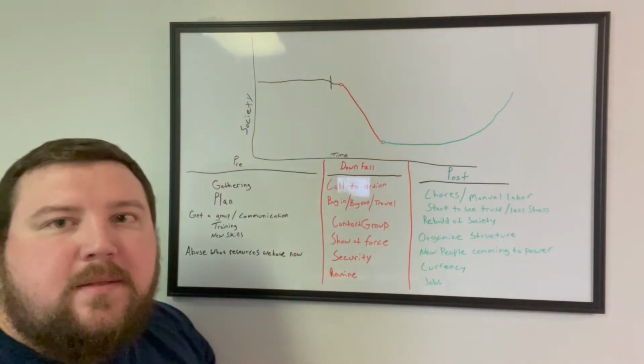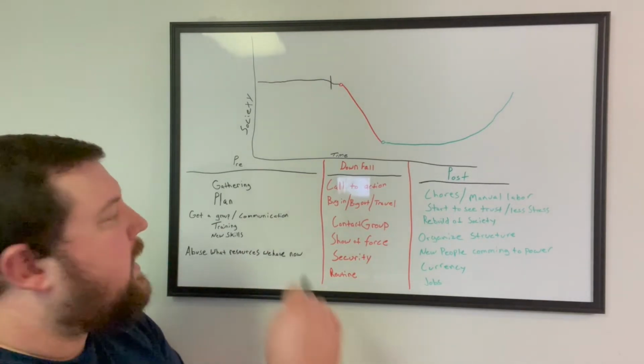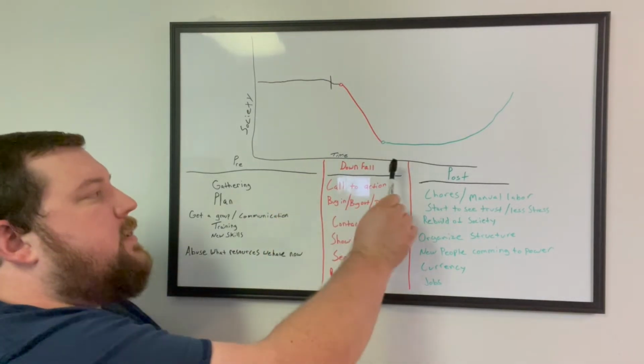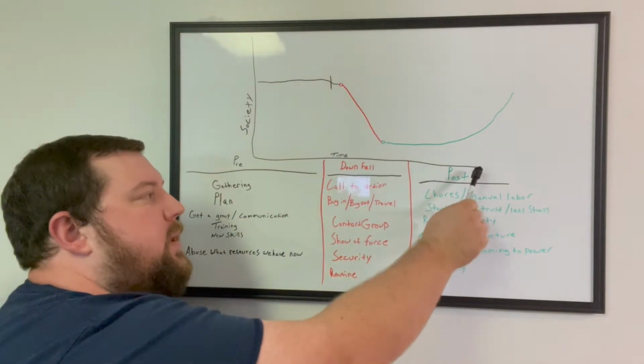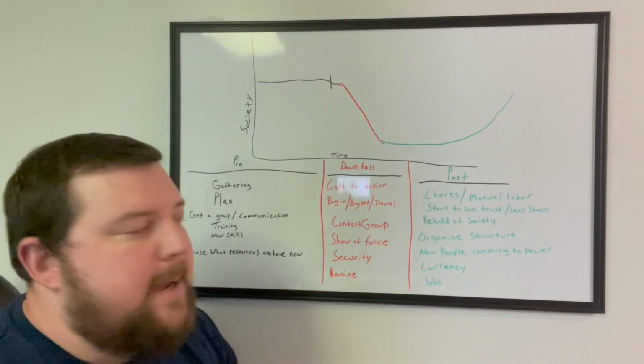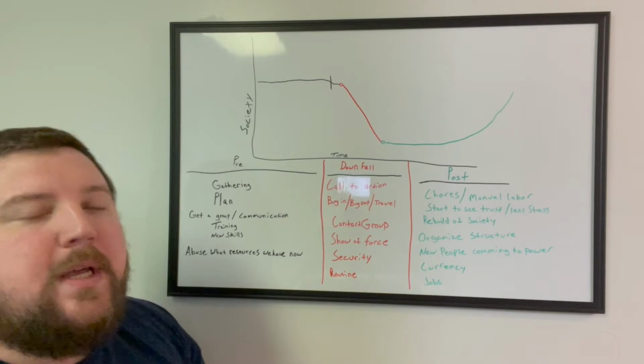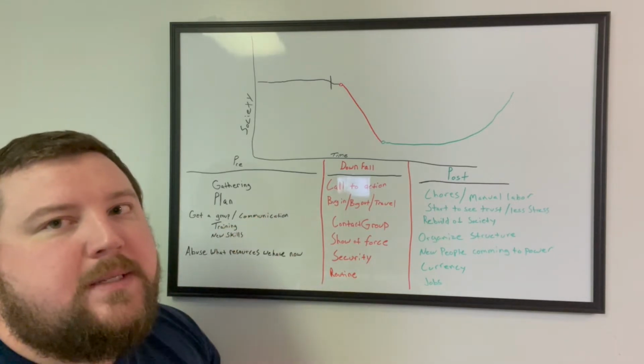But we really want to break this down into three parts: the downfall, and post-collapse. What are we going to be doing? What can we do now to make sure we have our bases covered?